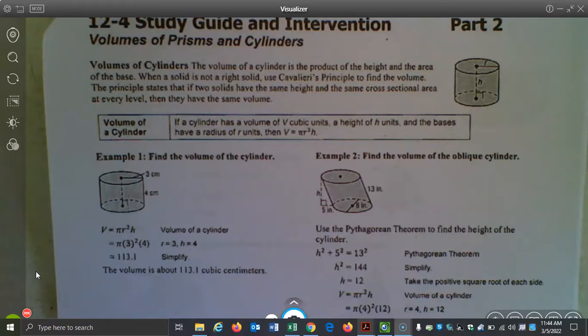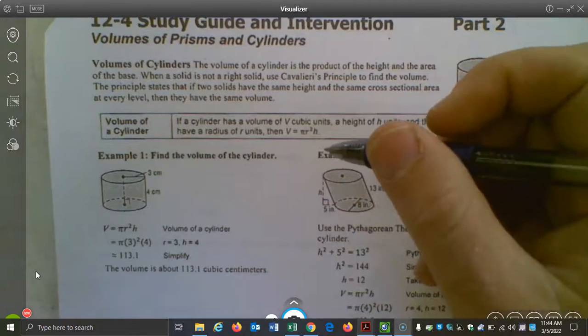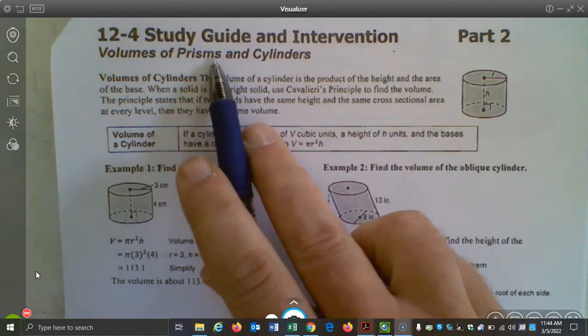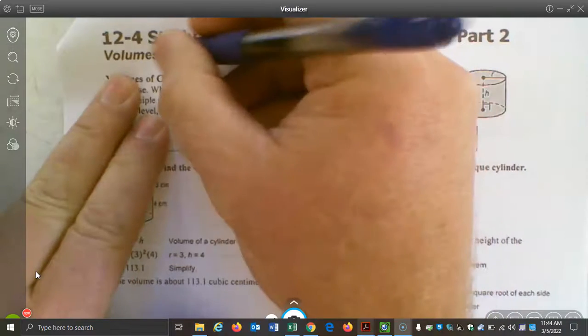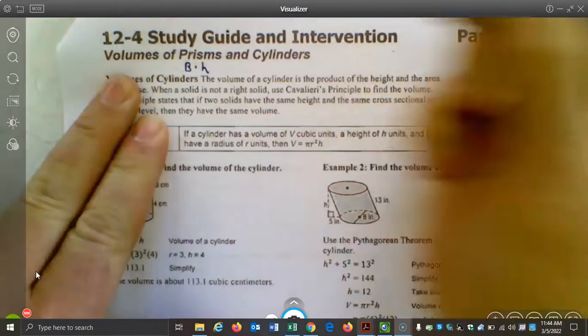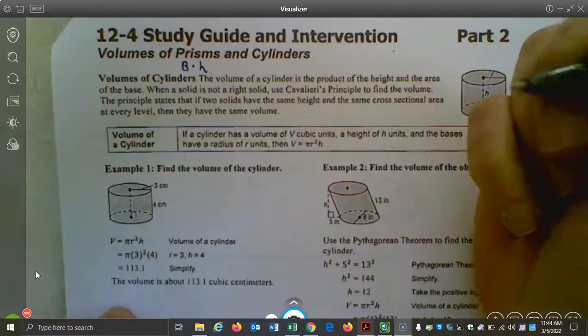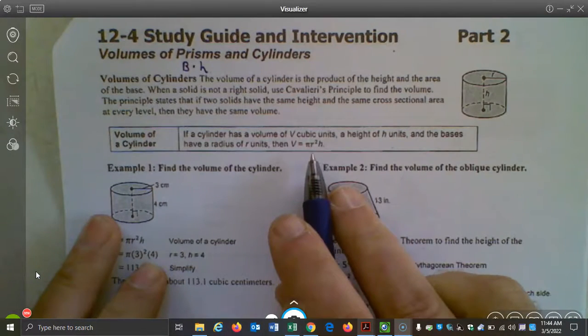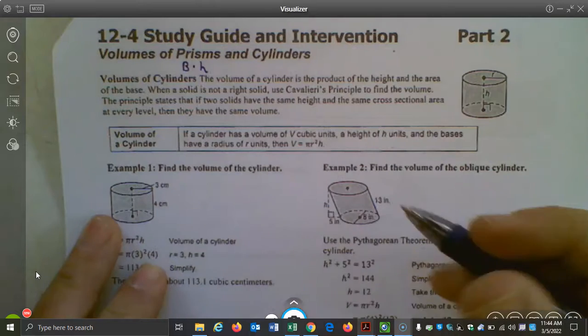So let me jump into part 2 for you. Keep this short and sweet. Today we're looking at volume of a cylinder. Last time we did volume of prisms. Keep in mind that the volume of a prism was simply the area of the base times the height. Well, the volume of a cylinder is actually the same formula. We write it differently, but it's really the same formula.